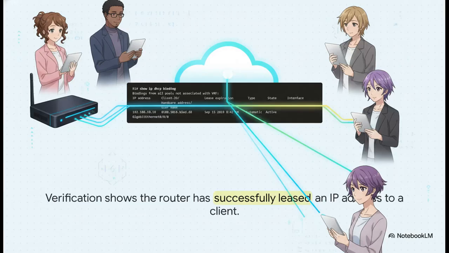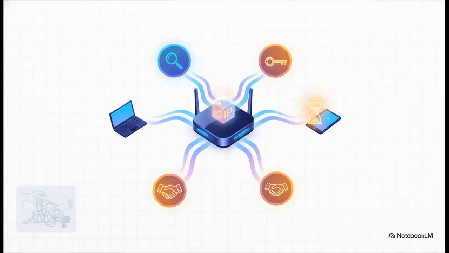And here is the proof in the pudding. After setting it up, the admin can run a command to check the server's work. And right here, we can see it. This output shows the bindings, the link between a device and the IP address it's been leased. You can see plain as day that the router successfully gave out the address 192.168.10.10 to a new device. That's automation working perfectly.